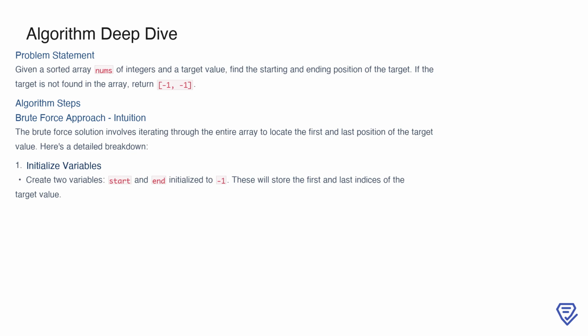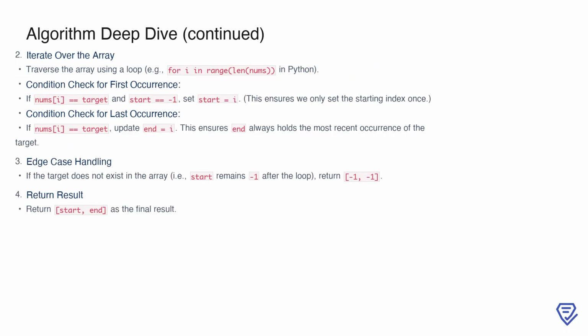This initialization ensures that if the target is not found, our result will automatically be the required default value of -1, -1. Next, we iterate through the array using a loop. For each element, we perform two condition checks. The first checks if the current element equals the target and if start is still -1. If both conditions are true, we assign the current index to start, ensuring we capture the first occurrence of the target. The second condition checks if the current element equals the target, and if so, we update end to the current index. This way, end is always updated to reflect the most recent occurrence of the target.